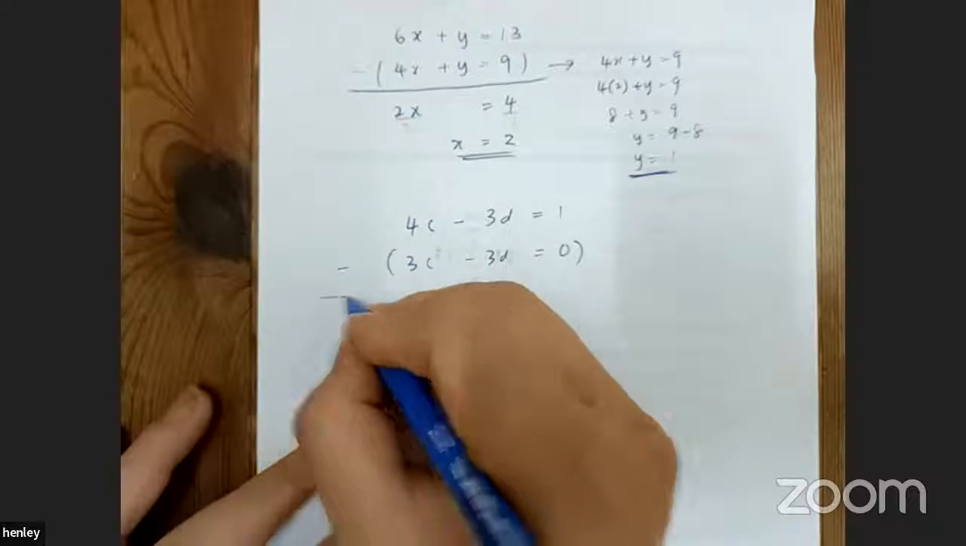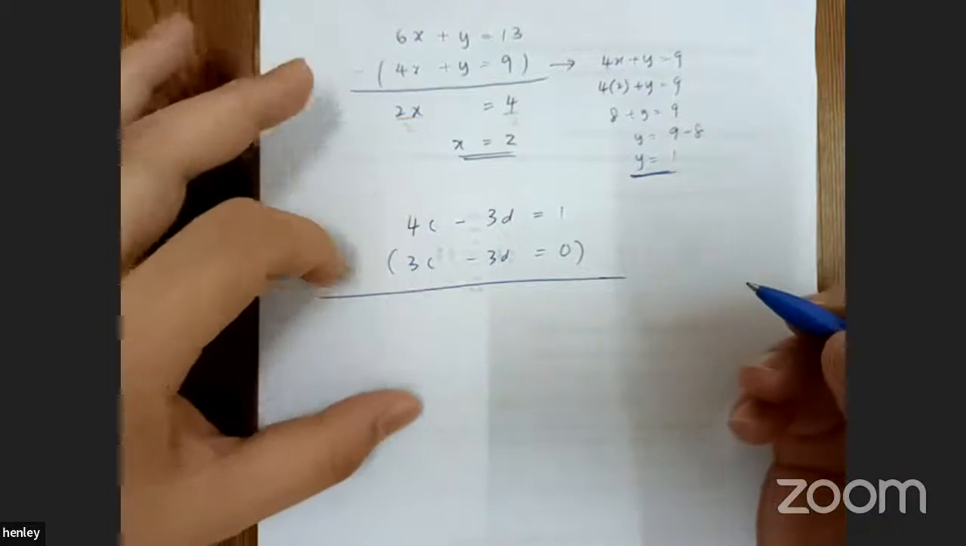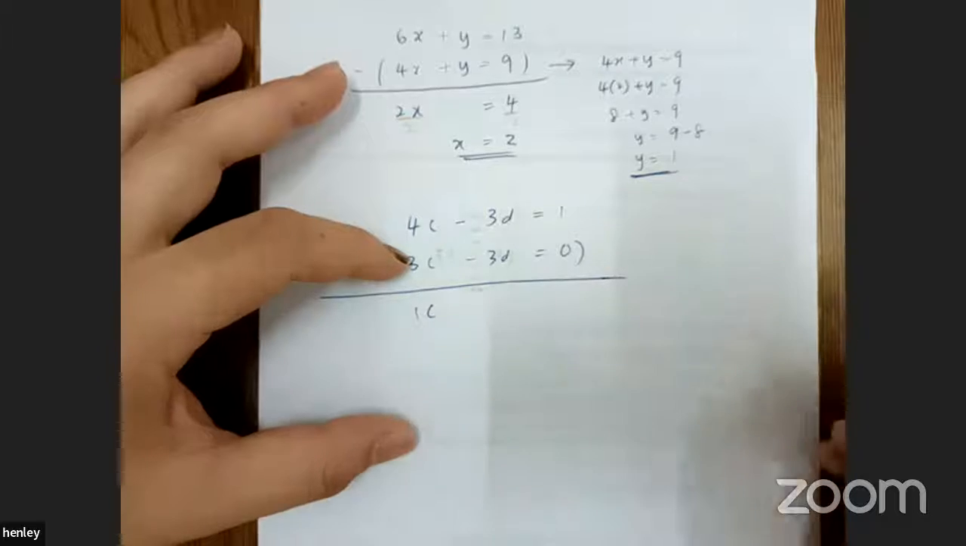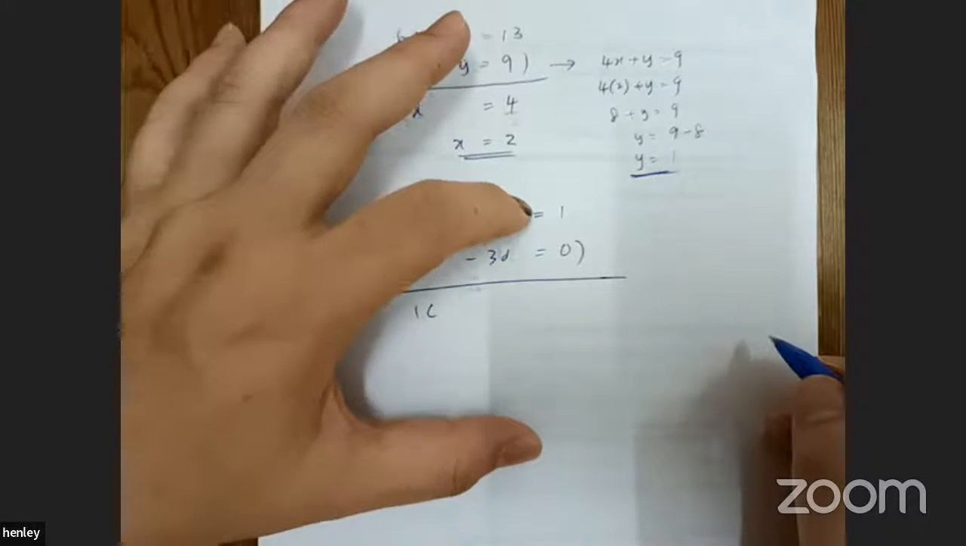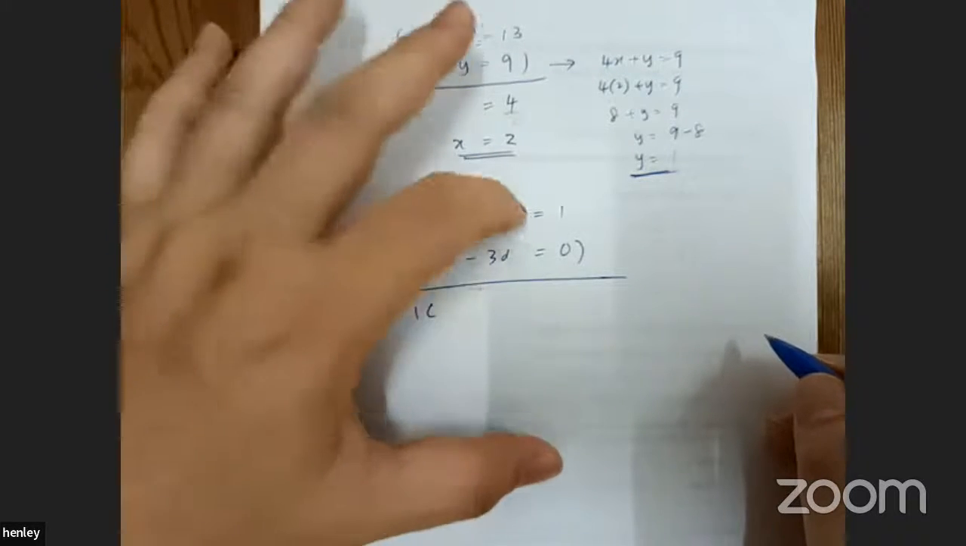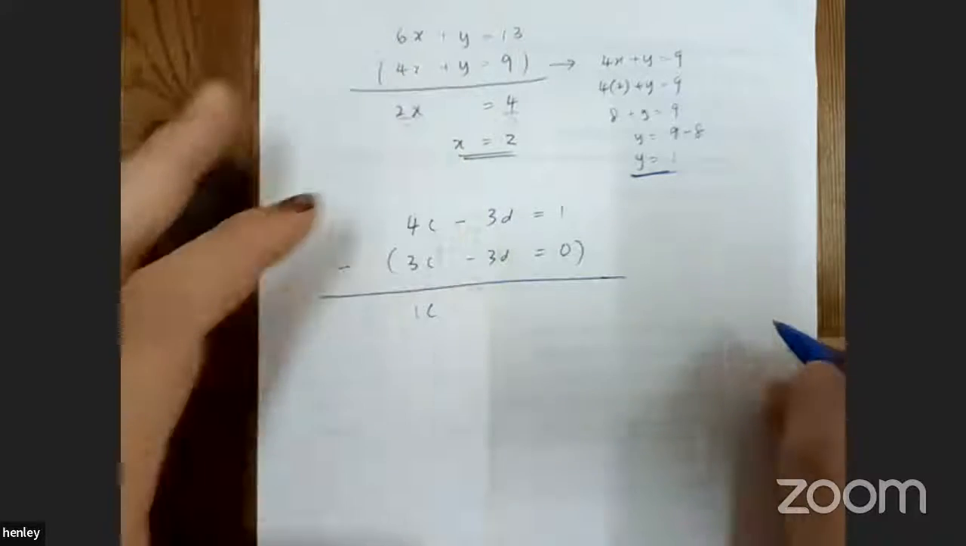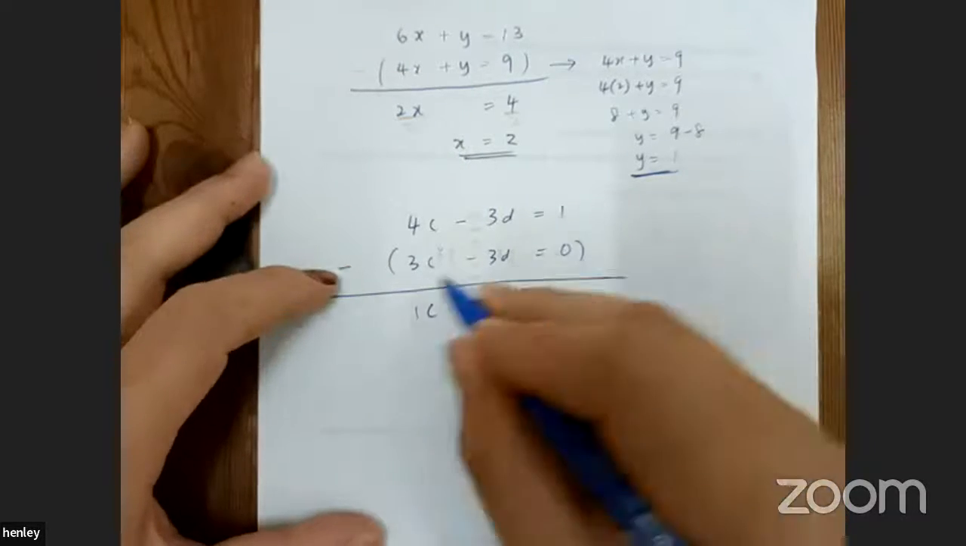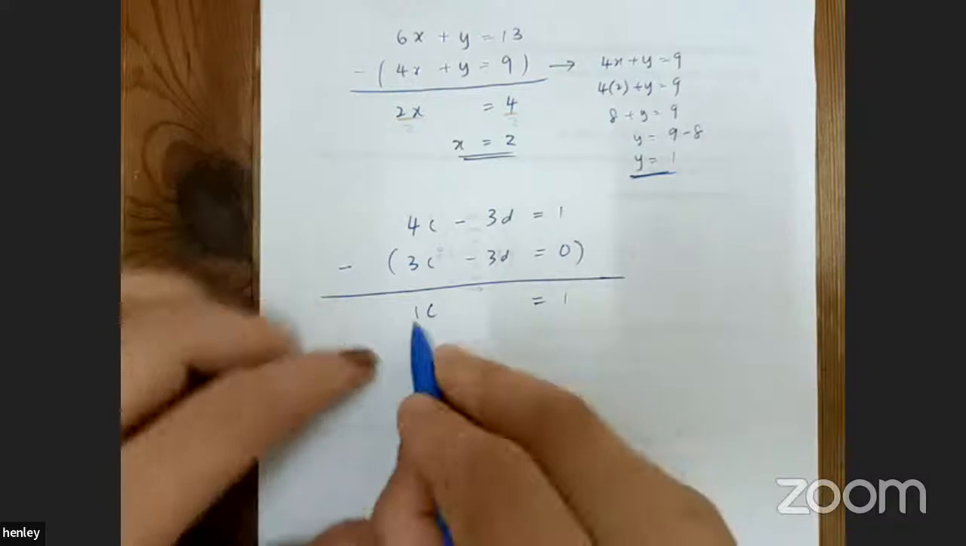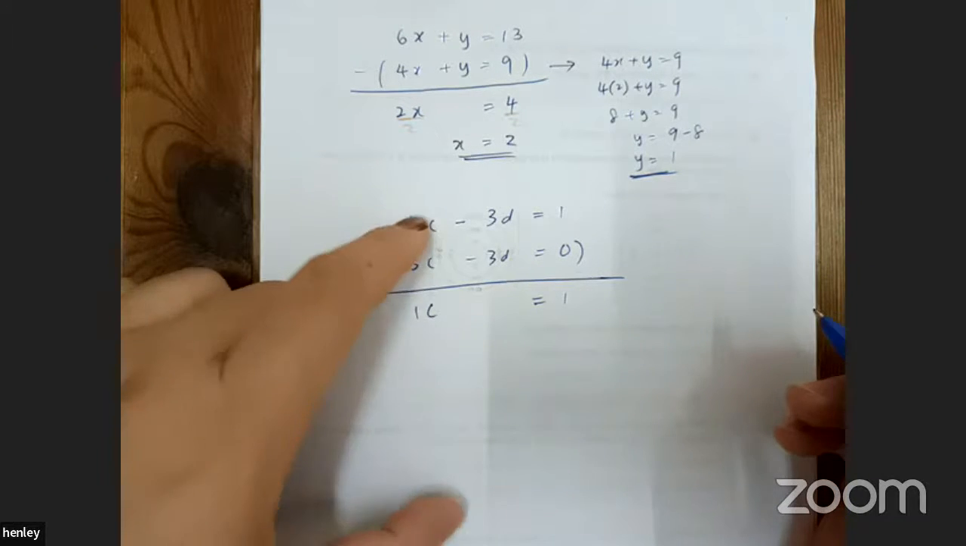Okay, why? Let's see. 4 minus 3, you get 1c. Negative 3d minus negative 3d becomes positive, so negative 3d plus 3d will become 0. So this one, 1 minus 0, you get 1. So 1c is 1. Now you can put it back there.